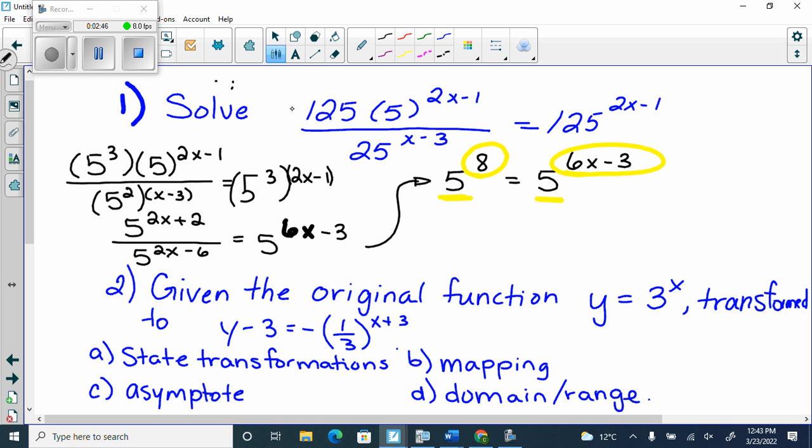So now I'm going to go 8 equals 6x minus 3, add 3, and I get 11 equals 6x, divide by 6, and x equals 11 over 6.